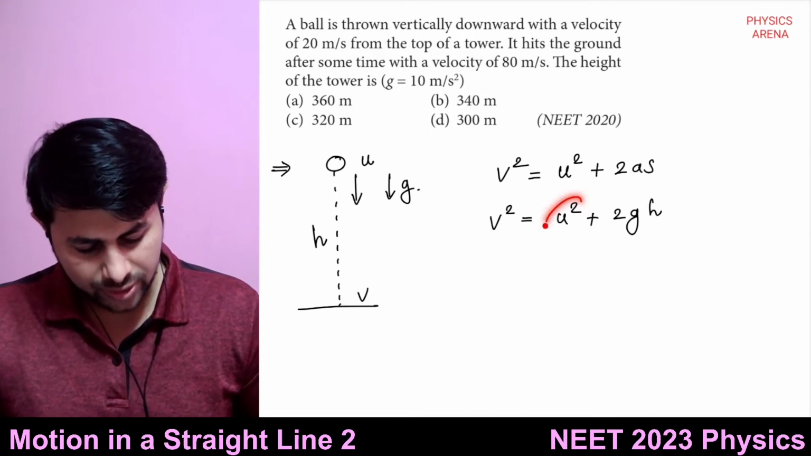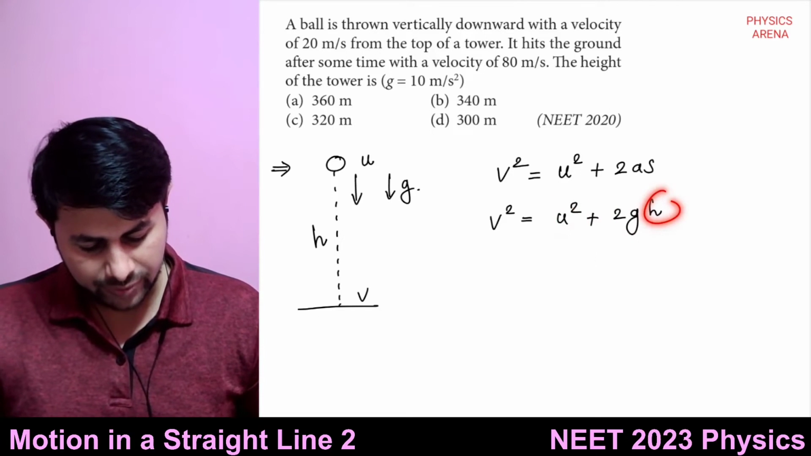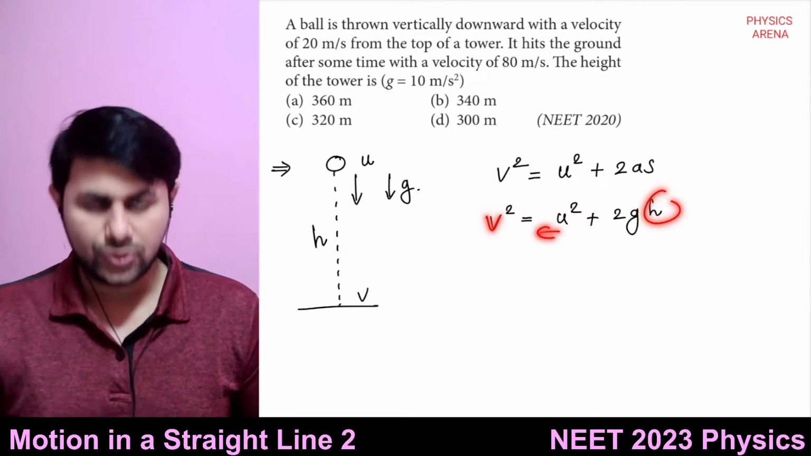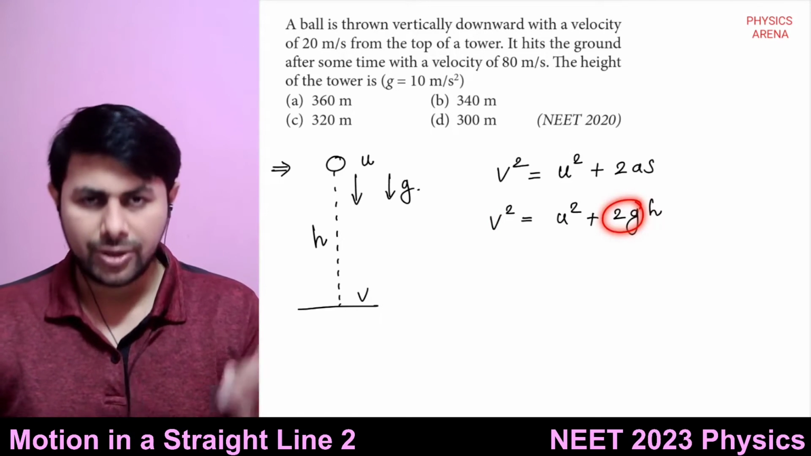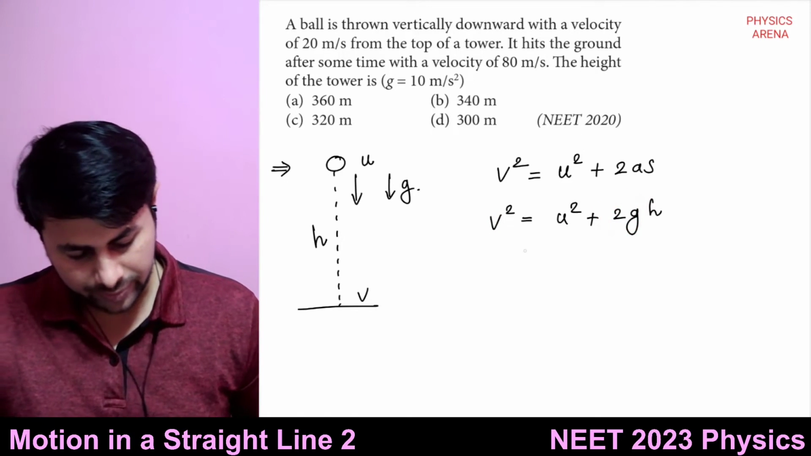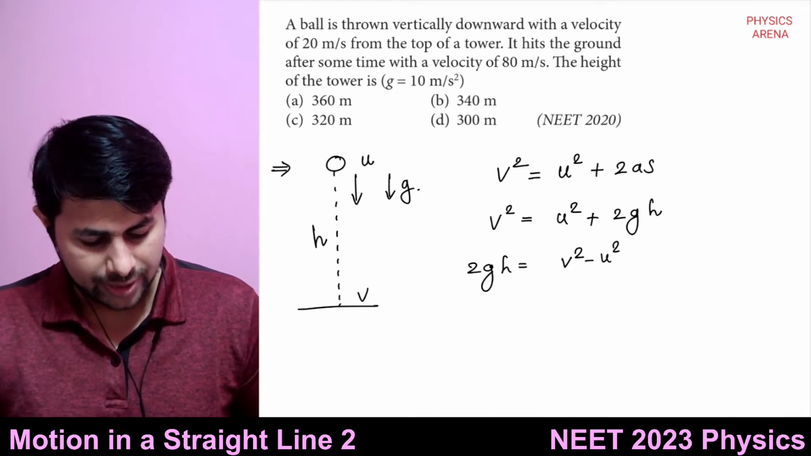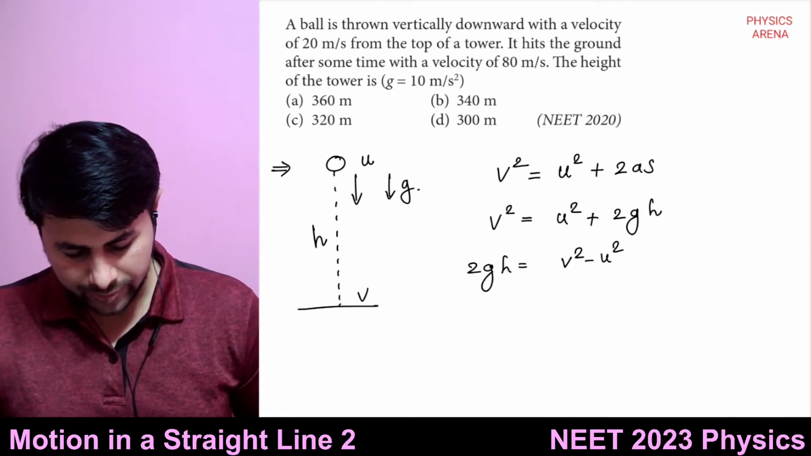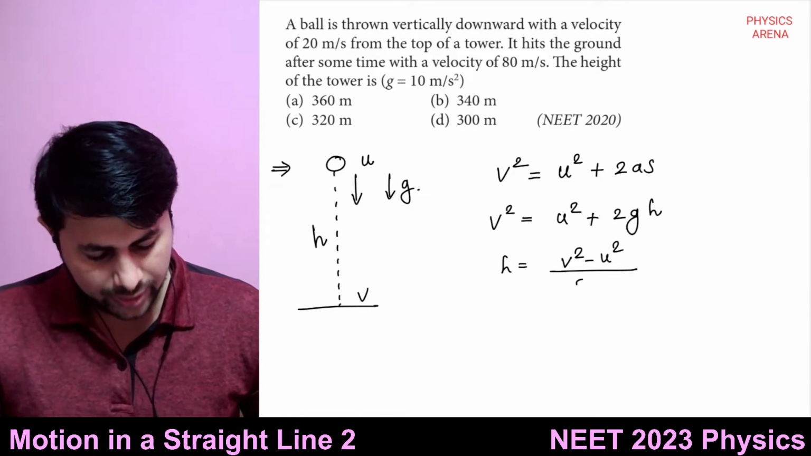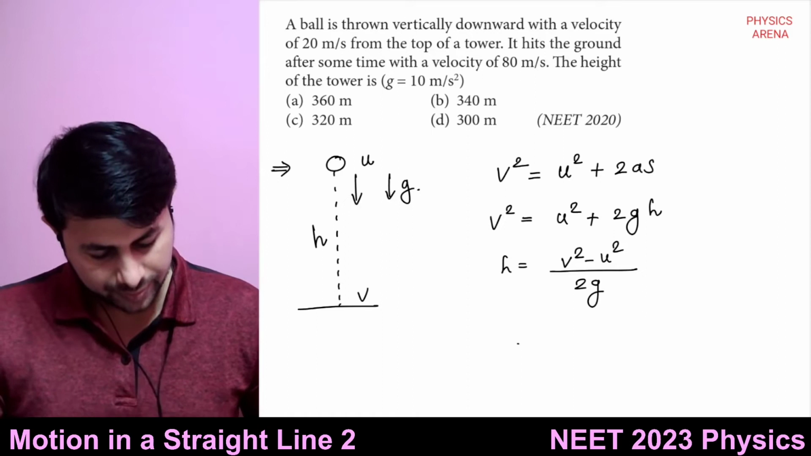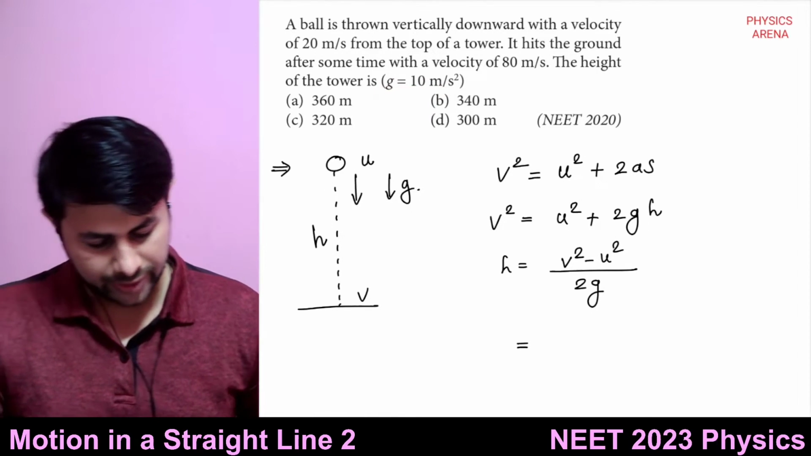Then we can take u square and 2g on the other side. So we get h is equal to v square, and this u square will become minus u square on the other side, and 2g will go into the denominator. So 2gh is equal to v square minus u square, and I will move 2g also on the other side, so it goes to the denominator. And it's given that g is equal to 10 meters per second squared.